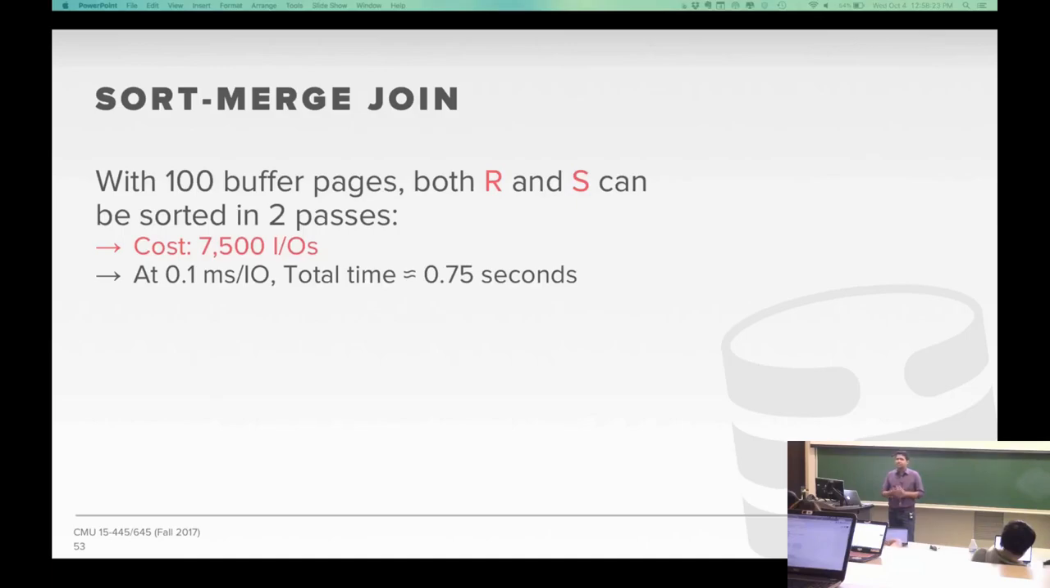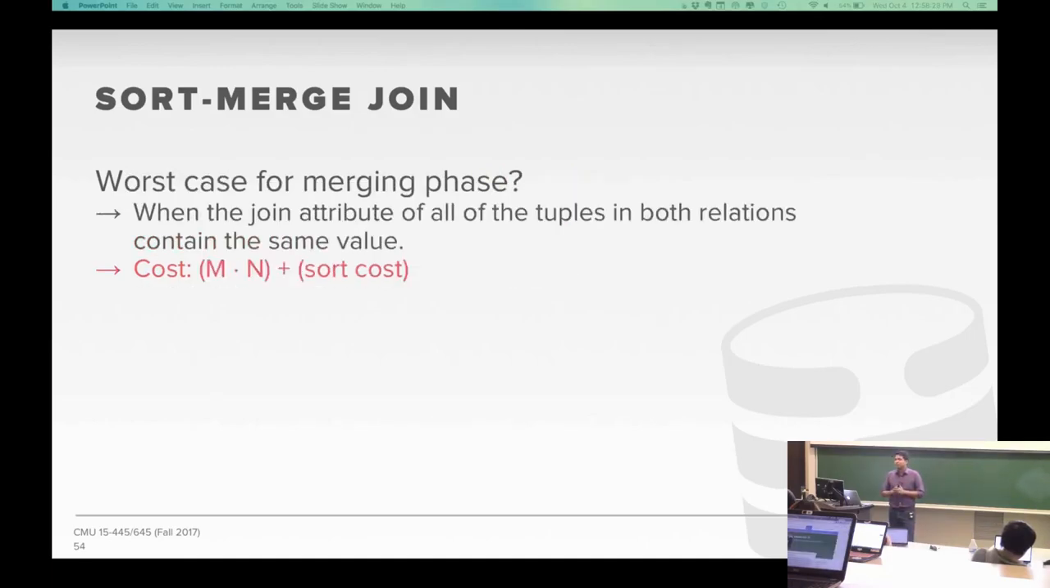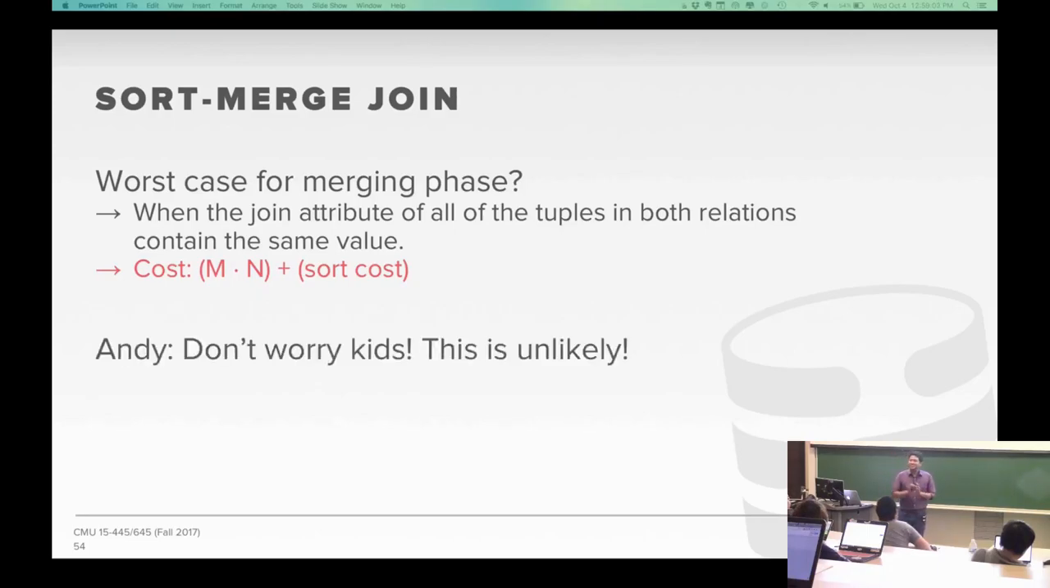So what's the worst case scenario for the merging phase of the sort merge join algorithm? The worst case happens when the join attribute of all the tuples in both relations contain the same value. In which case, you're basically in a bad shape, because you'll end up doing m into n instead of m plus n, because you keep iterating over things for every pair. So this is a worst case scenario. And I think at this point, I should channel Andy here. Andy wants to clarify that you don't have to worry about this case. This is very unlikely in practice. So don't worry about this.